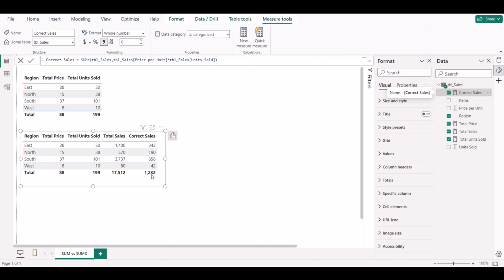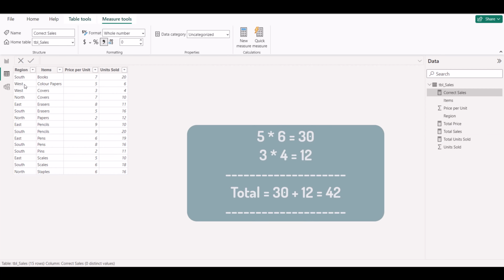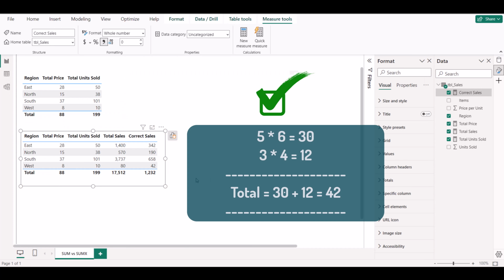If you look at the total sales, it is 1232. This is the correct sales, whereas the previous sales show 17,512. Here if you look at the West sales, it is 42. Now if you look at the West region, for example 5 times 6 is 30, 3 times 4 is 12, 30 plus 12 equals 42, which is correct here.